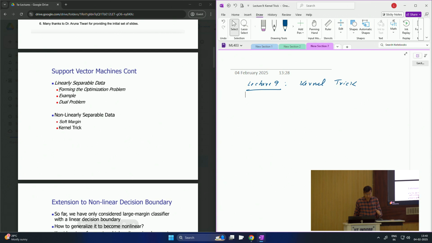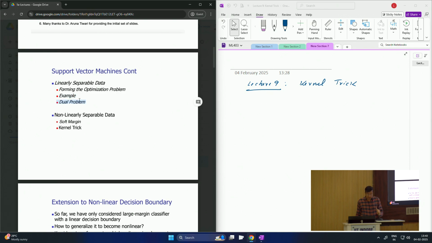In the very first lecture, when we formulated the optimization problem, we said it's going to be maximize 2 over the norm of W, or minimize half of W transpose W, subject to Yi times W transpose Xi plus B greater than or equal to 1. So that was the primal problem. Then how to solve the primal problem? We said we're going to make cases out of it. So we solved that problem.